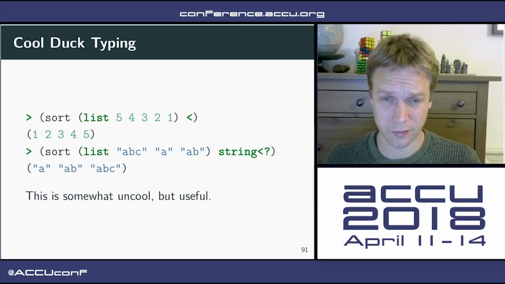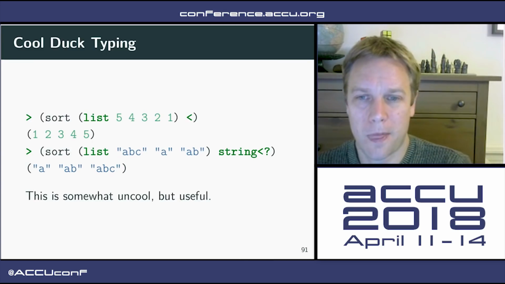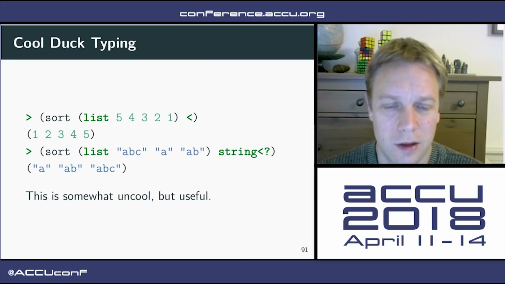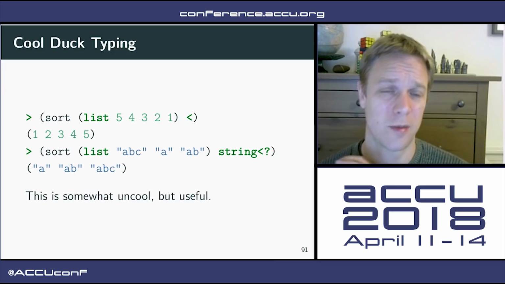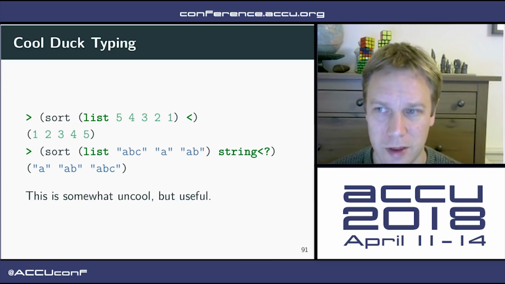So duck typing is the idea that you can write code which basically says if it quacks like a duck, then it's a duck, and doesn't worry too much about what type of thing it is. It just says, I'm allowed to do this type of operation with it. So an example is the built-in sort function that we've already seen.